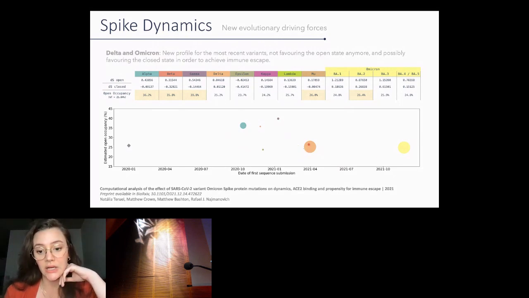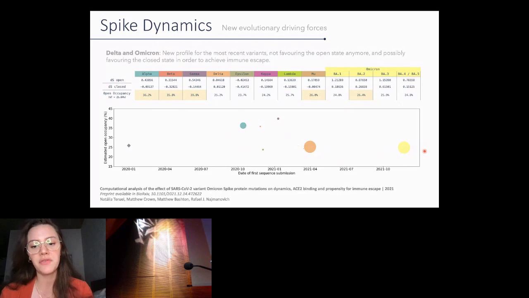Here we can see that the Delta and Omicron obviously were very successful variants, and they did not have an increased open state occupancy. Therefore, we realized that maybe we would not be able to predict mutations or variants anymore, because probably what was being favored at that point of the pandemic was not the open state occupancy anymore. And there are some theories about that, because that receptor binding motif is also a very important epitope. So exposing it for longer would make the spike protein more recognizable by antibodies.